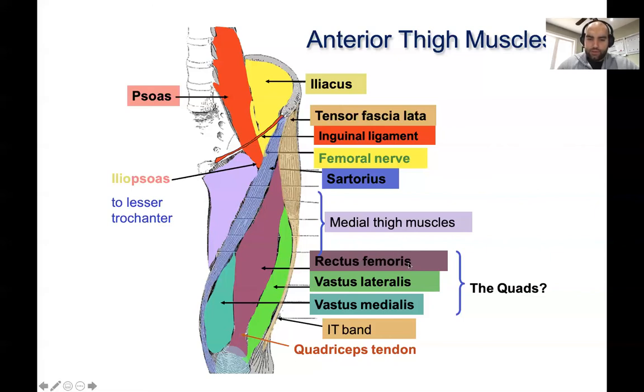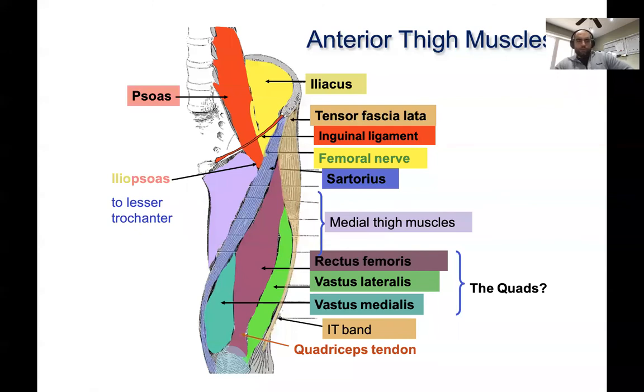The femoris tells you it's along the femur, of course. Lateralis, so this is the more lateral muscle of the thigh, and then medialis, more medial. Okay, but as you guys know, quad doesn't mean 3, it means 4. So what we're not seeing is the fourth quad muscle in this slide, and that's fine. Let's go through the ones that we see so far, okay?